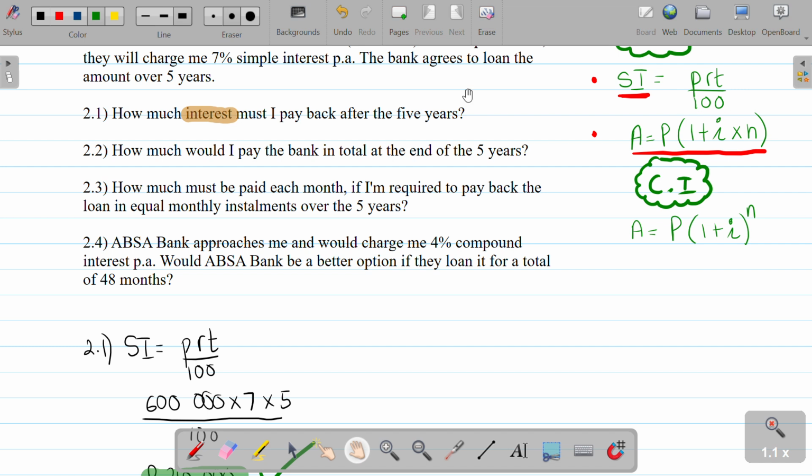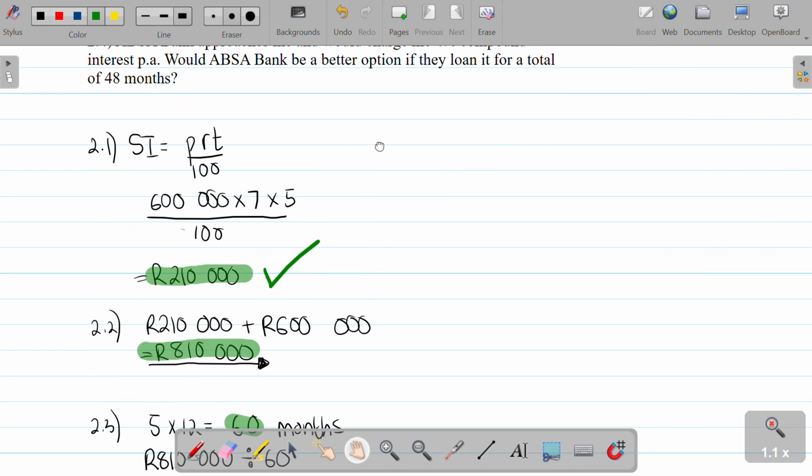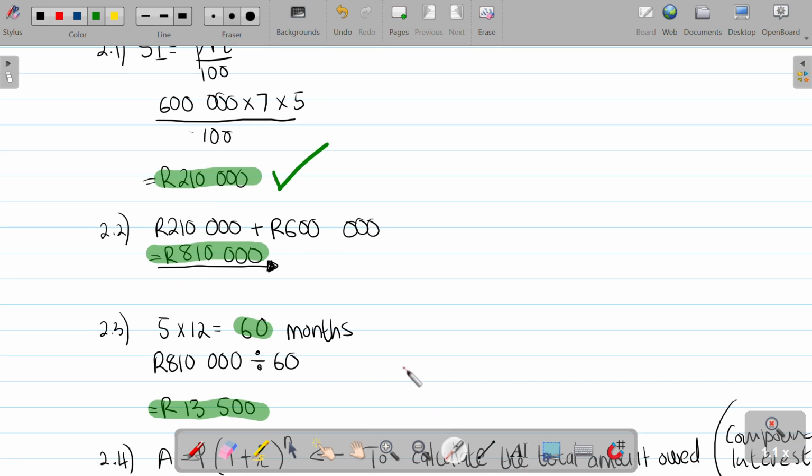Right, that's 2.1 done. Well done, guys. Sorry, that sounded a bit sarcastic. Let's carry on. How much would I pay the bank in total at the end of the 5 years? So, what do you think we should do? Obviously, we would need to take the amount that I calculated as my interest, which is over here, and add the amount that I'm borrowing. Because when we pay back something in full to the bank, we don't just pay the interest. Obviously, there's an amount that we borrowed. So we have to add the two and we get our final amount over there.